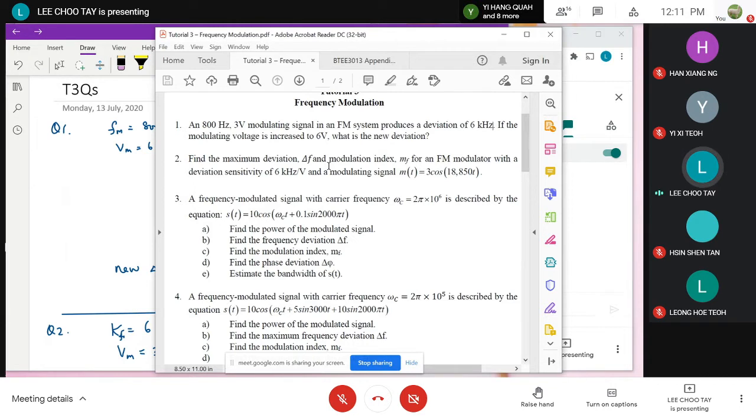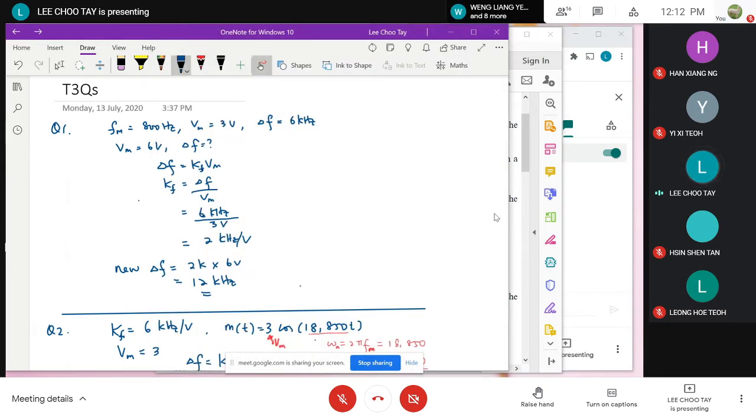Then to find the modulation index, you need delta F, which you have already found, and you need Fm, the modulating signal frequency. Where do you get it from? You get it from here. This number inside the cosine is your omega m. To find the modulation index, you need Fm; you cannot use omega m. So convert omega m to Fm by dividing this number by 2 pi.